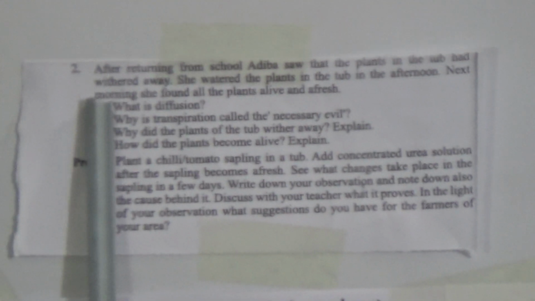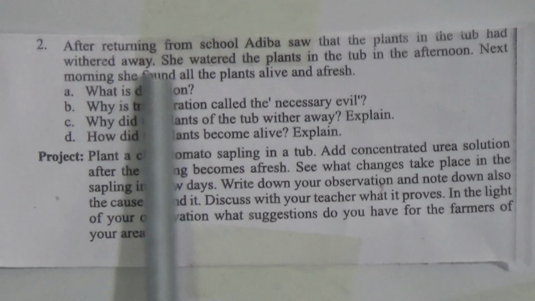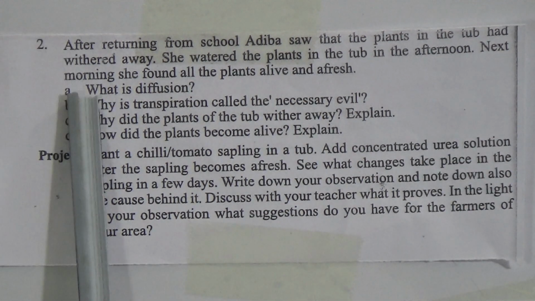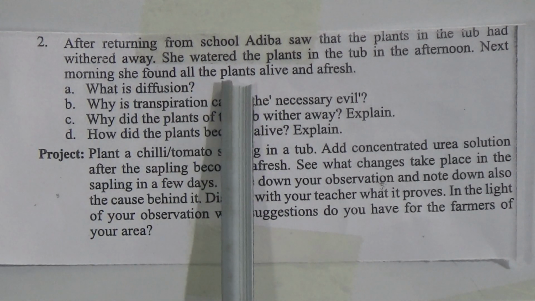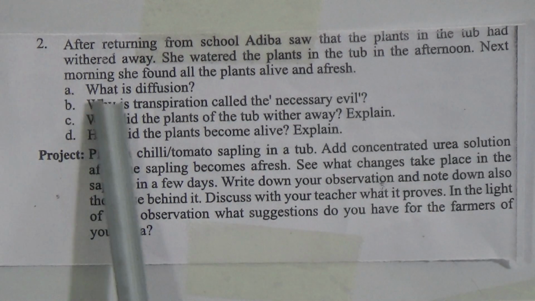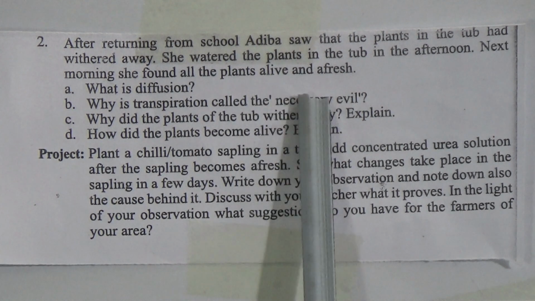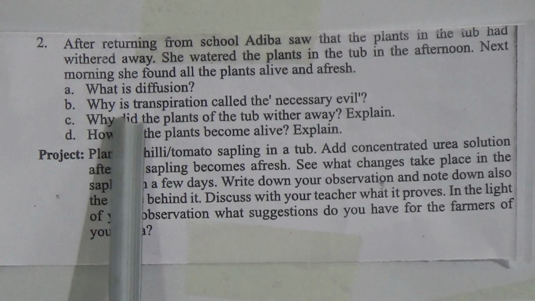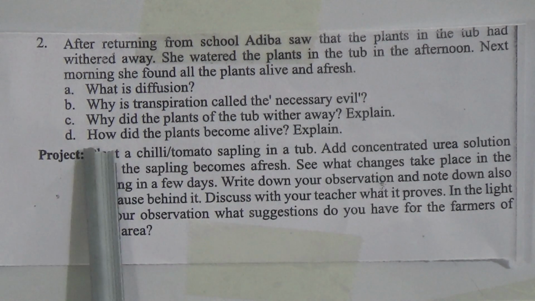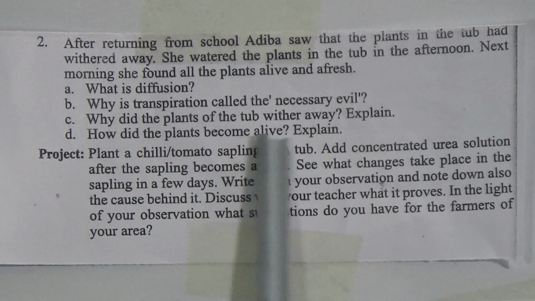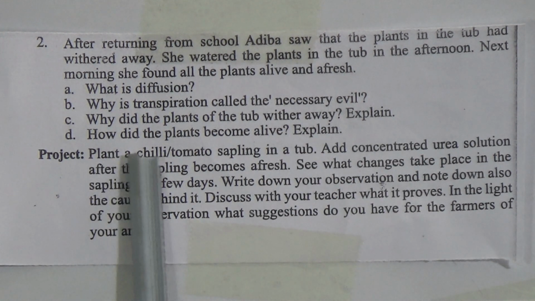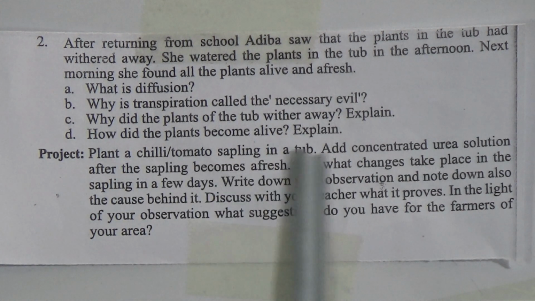See the statement first. After returning from school, Adiba saw that the plants in the tub had withered away. She watered the plants in the tub in the afternoon. Next morning, she found all the plants alive and fresh. Question A, what is diffusion? Question B, why is transpiration called the necessary evil? Question C, why did the plants of the tub wither away? Explain. And question number D, how did the plants become alive? Explain.